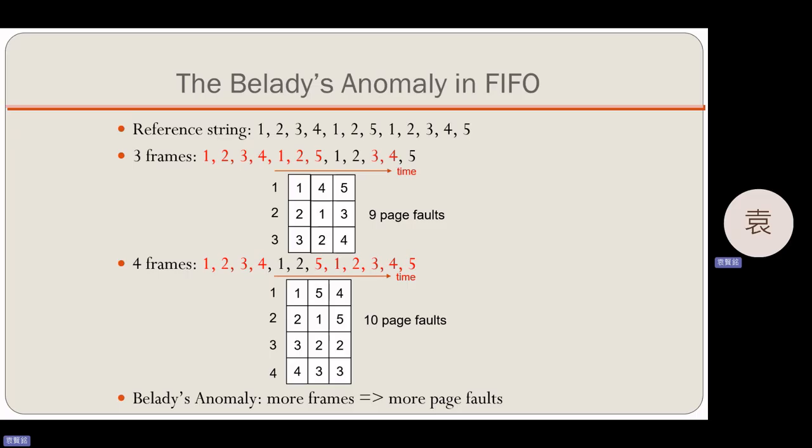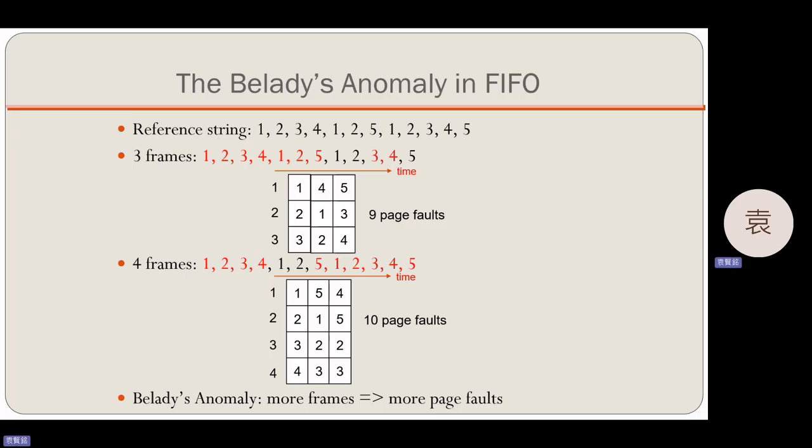Okay, assume we have a reference string like this. You refer to pages 1, 2, 3, 4, 1, 2, 5, 1, 2, 3, 4, 5. If you have 3 frames for this particular process, then the first three, 1, 2, 3, will all generate a page fault, because initially, for pure demand paging, no page is in physical memory.